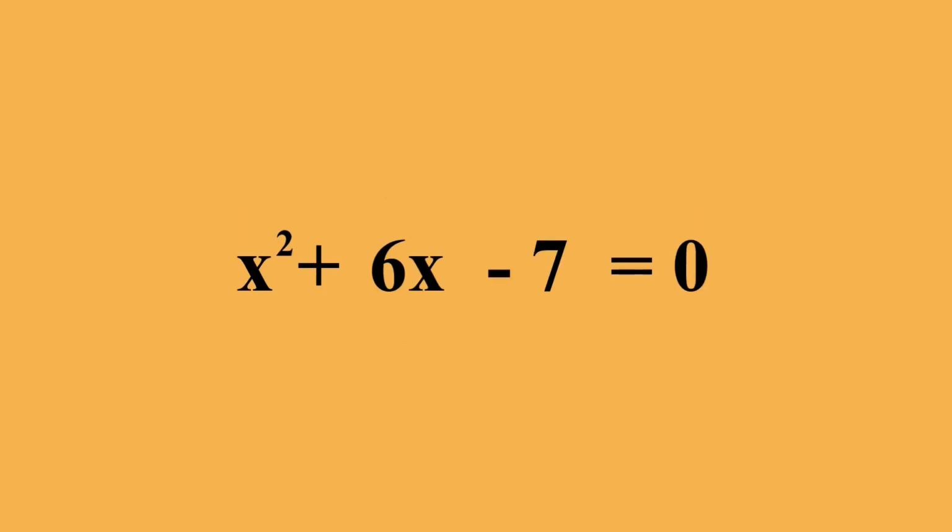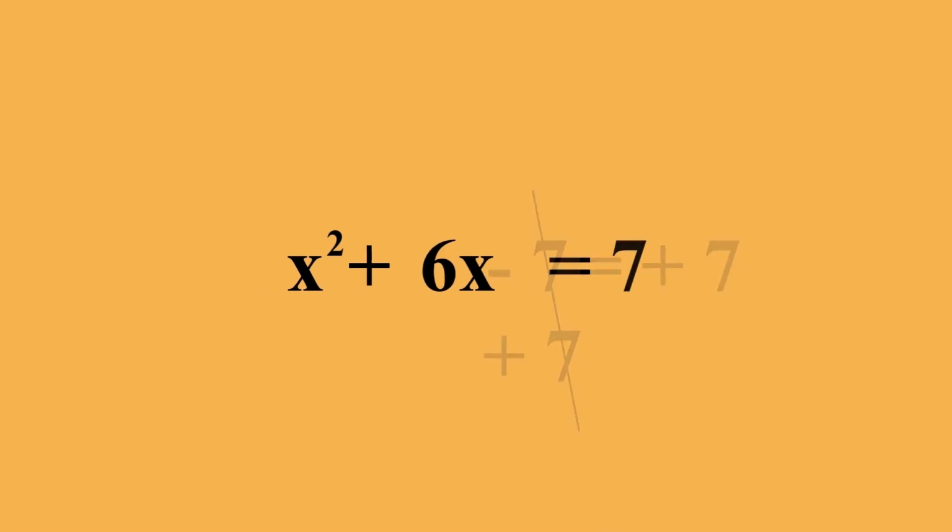Let's suppose I have the quadratic equation x squared plus 6x minus 7 is equal to 0. The first thing I'm going to do is add 7 on both sides. That cancels one side and we get x squared plus 6x equals 7.